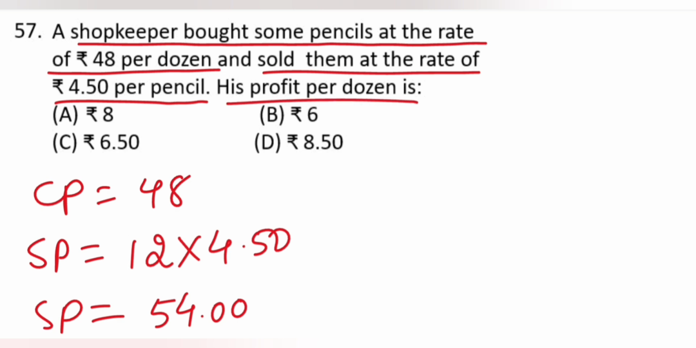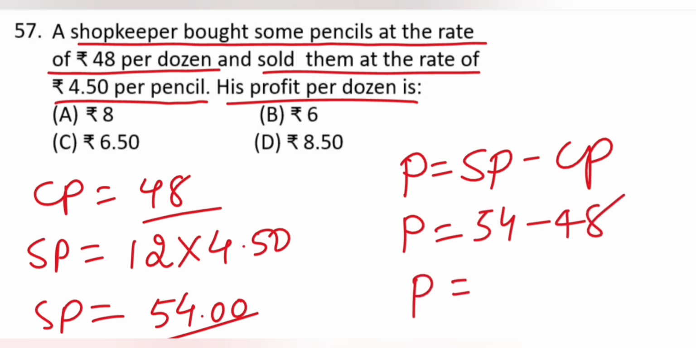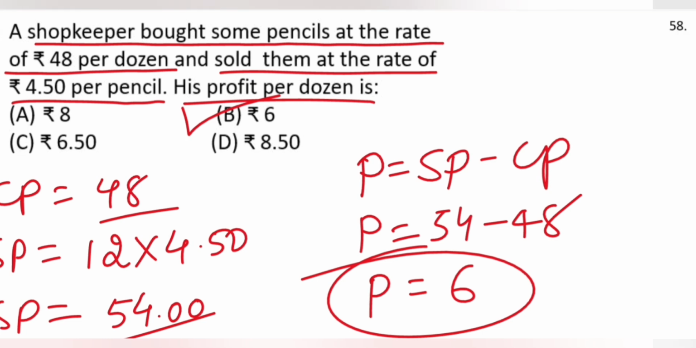Okay, as we know cost price and sell price, we can find out the profit. So profit is the question here. Okay, profit is equal to sell price minus cost price, 54 minus 48. Okay, that is equal to 6. Profit is equal to 6 rupees. Let us move to the next question.